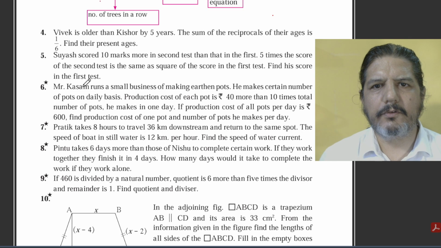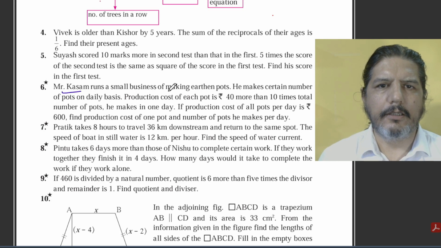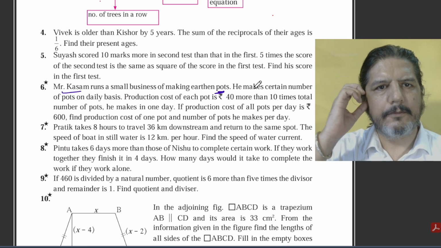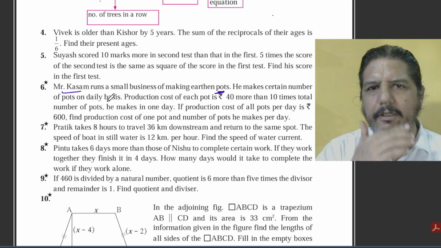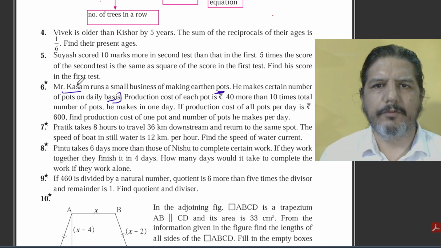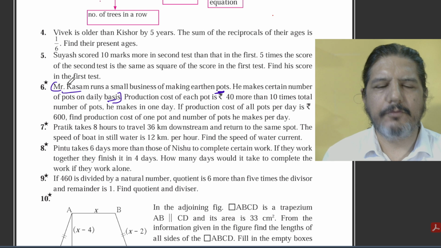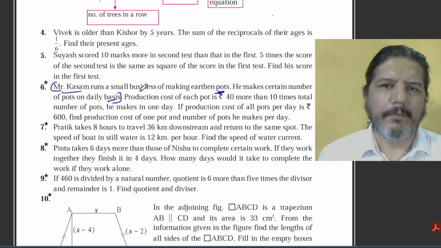So next question, Mr. Kasam runs a small business of making earthen pots. He makes a certain number of pots on a daily basis. Okay, not much information here, not much mathematical information here. Now the math starts from here.